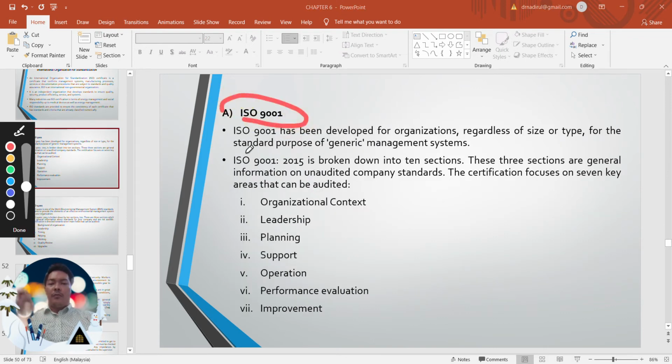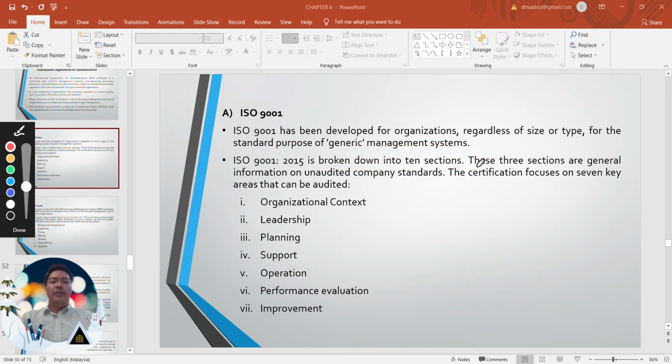ISO 9001. ISO 9001 has been developed for organizations, regardless of their size or type, for the standard purpose of a generic management system. ISO 9001:2015 can be broken down into 10 sections.